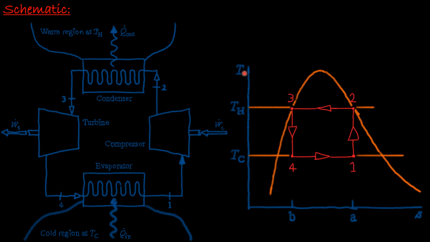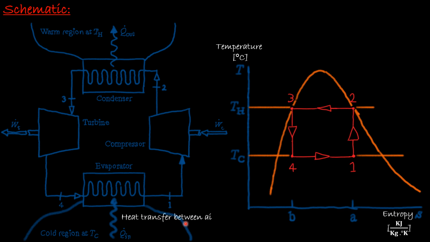Here we have the graph, with the temperature in degrees Celsius and the entropy on the horizontal axis, in kilojoules per kilogram kelvin. This represents the processes of the Carnot vapor refrigeration cycle, where you have two isothermal, isobaric processes, from 4 to 1 and from 2 to 3, and two adiabatic processes: compressing adiabatically from 1 to 2 and expanding adiabatically from 3 to 4.